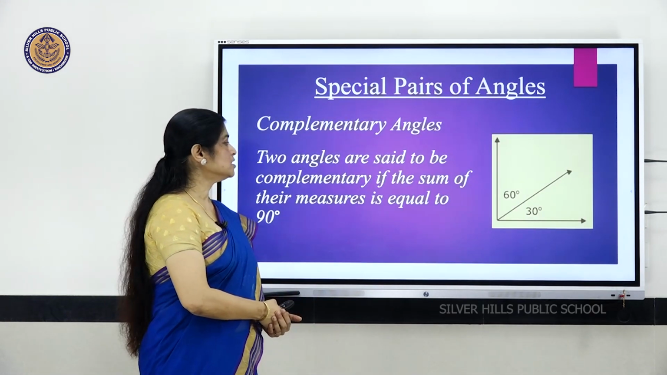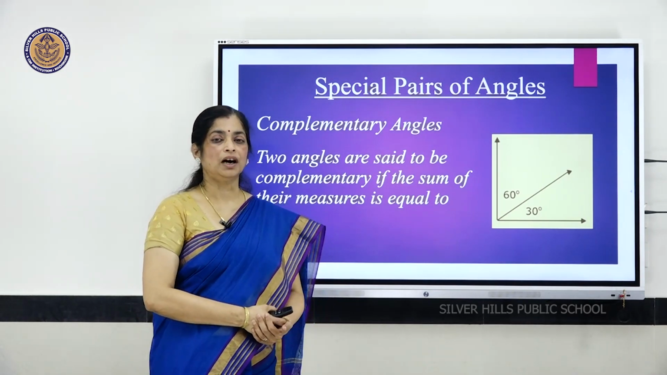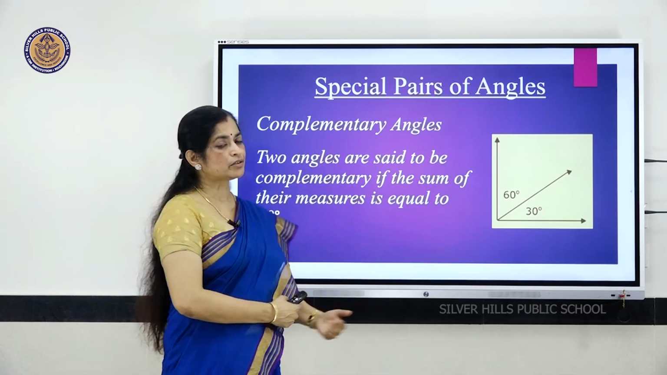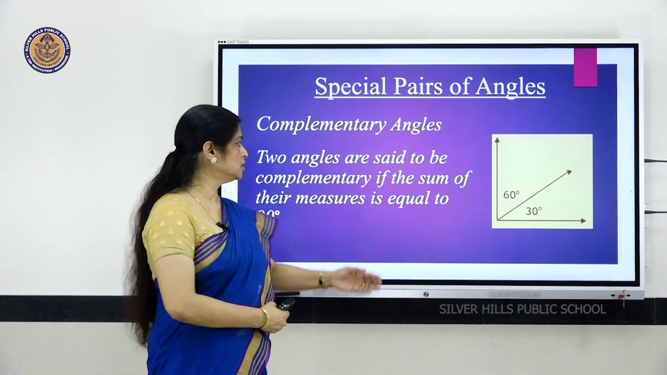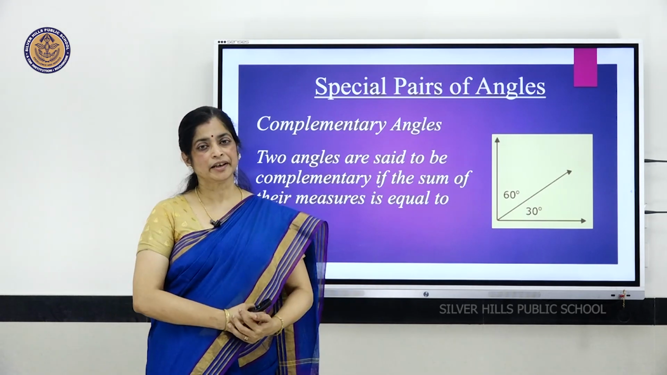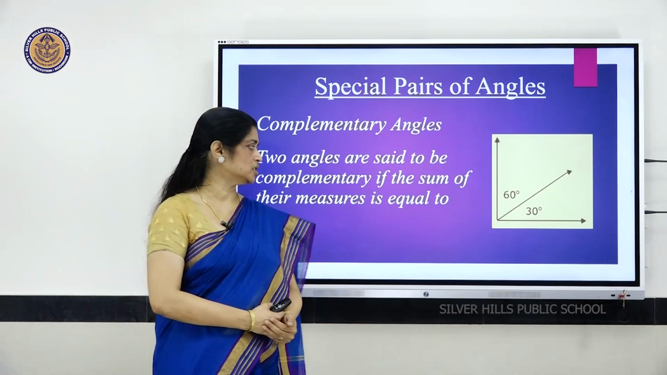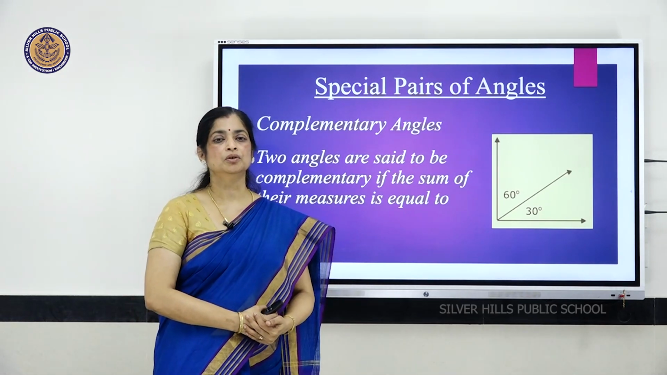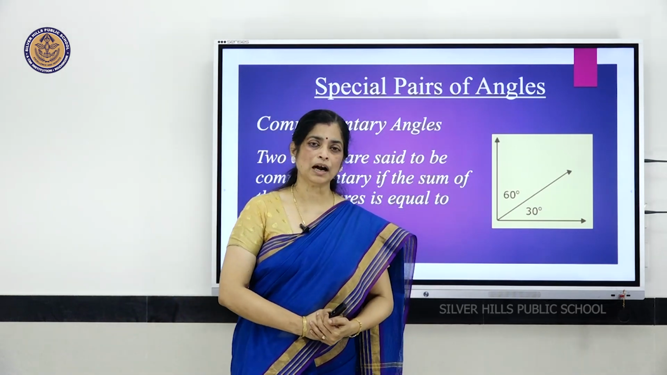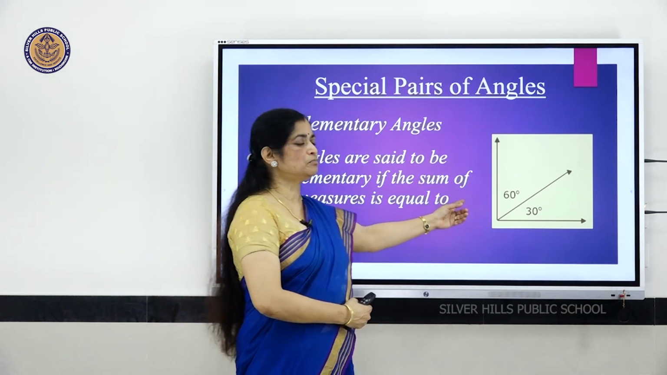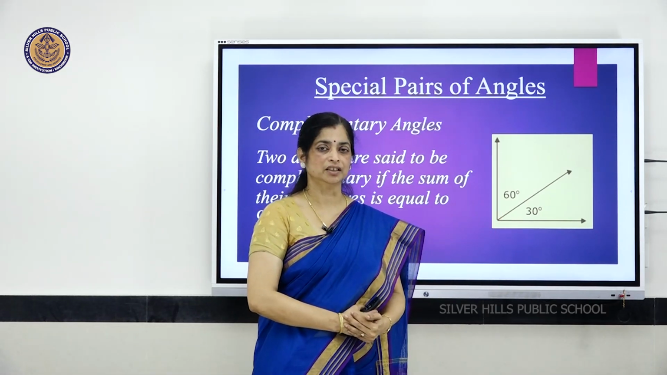Next is special pairs of angles. First one is the complementary angle. What is a complementary angle? Two angles are said to be complementary if the sum of the measures is equal to 90 degree. In the figure, you can see two angles. One of the angles measures 60 degree and the other angle measures 30 degree.